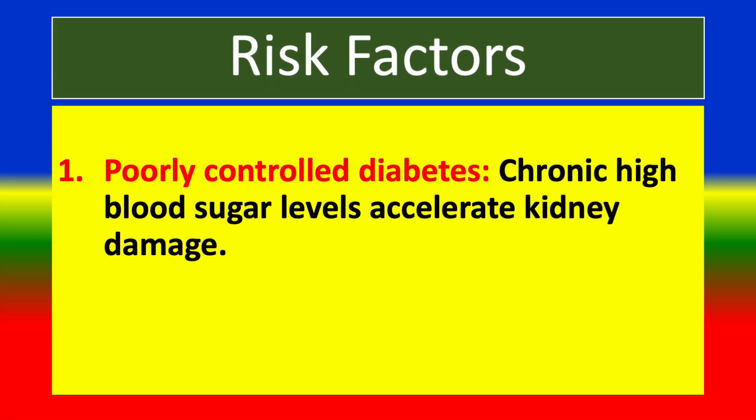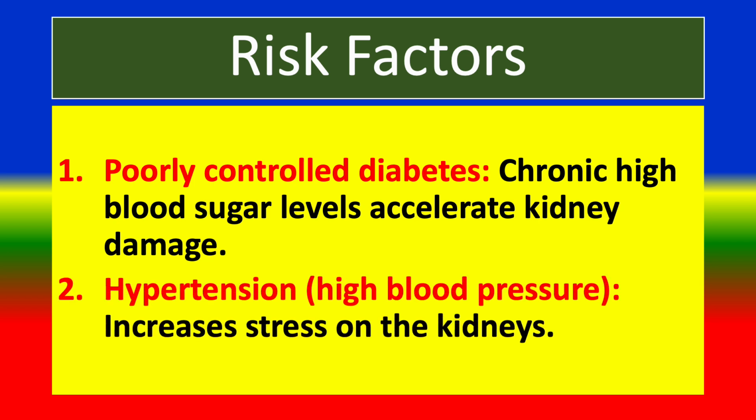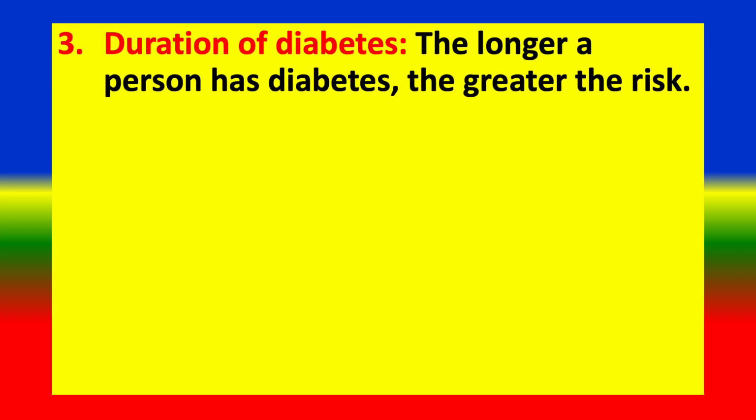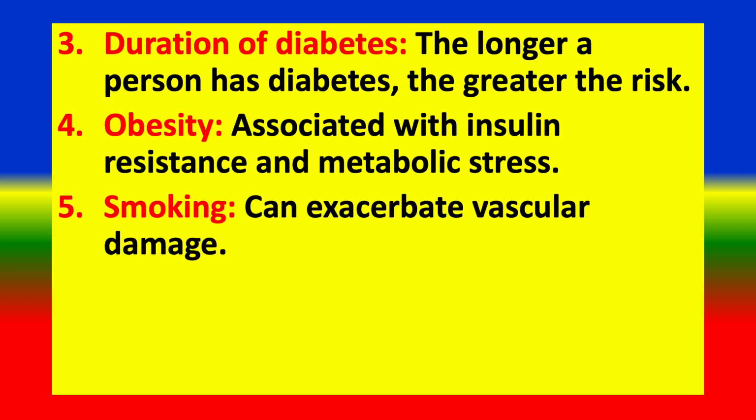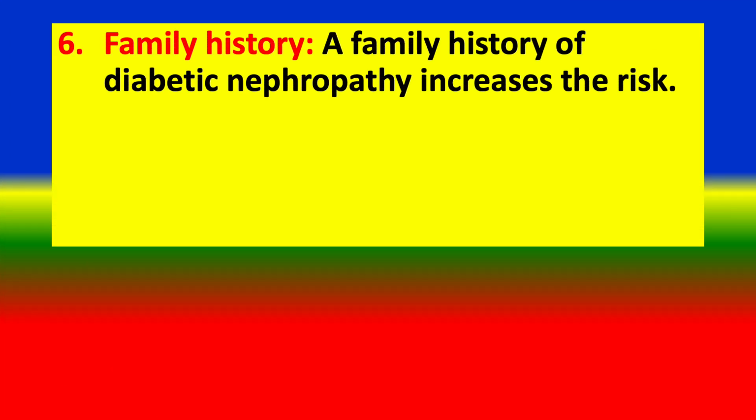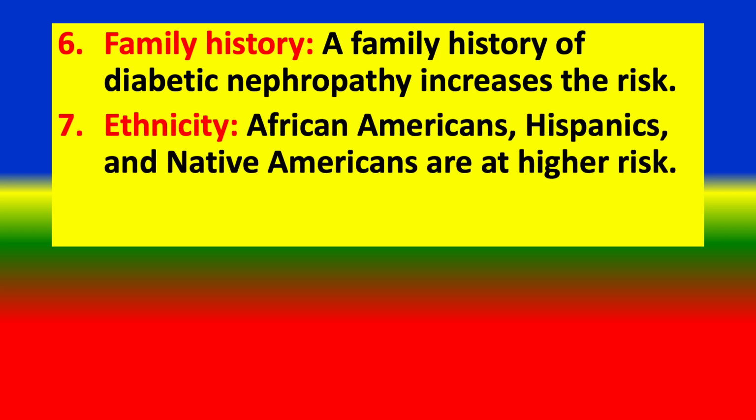Risk factors. 1. Poorly controlled diabetes. Chronic high blood sugar levels accelerate kidney damage. 2. Hypertension, increased stress on the kidneys. 3. Duration of diabetes. The longer a person has diabetes, the greater the risk. 4. Obesity, associated with insulin resistance and metabolic stress. 5. Smoking can exacerbate vascular damage. 6. Family history. A family history of diabetic nephropathy increases the risk. 7. Ethnicity. African Americans, Hispanics and Native Americans are at higher risk.